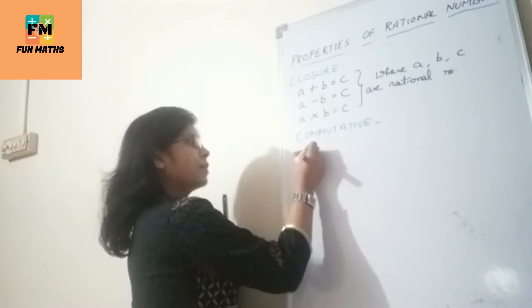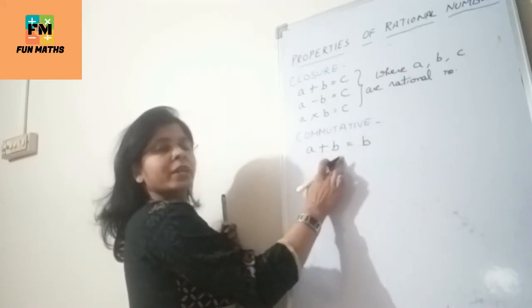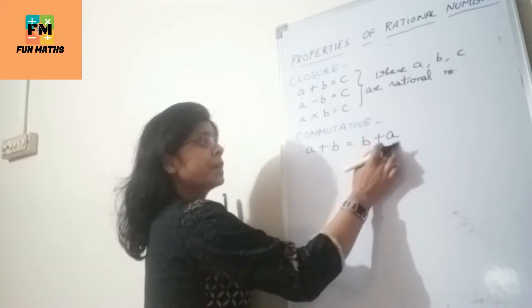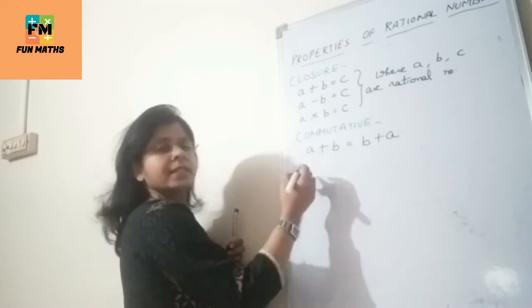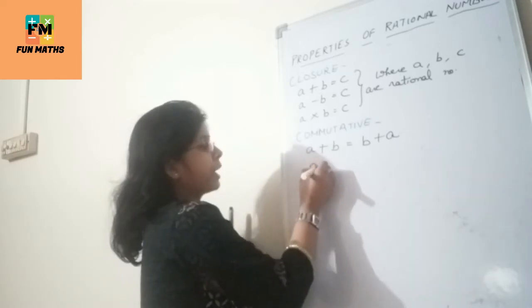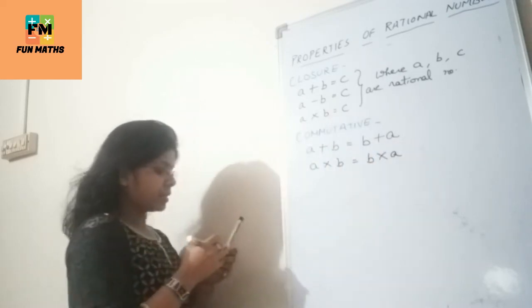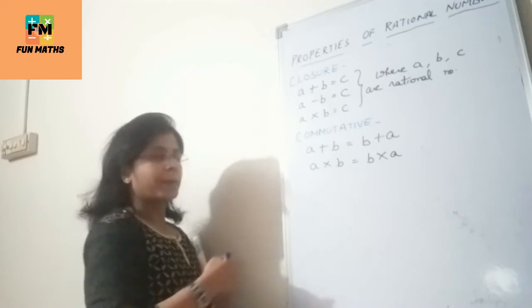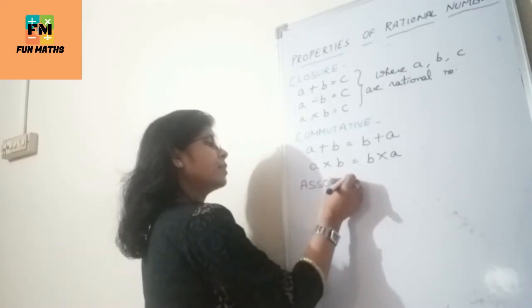Let's see. If there are two rational numbers a and b, and we swap these two numbers to b and a, then the result should be equal. In the same way, for multiplication, a into b should be equal to b into a. Yes, so rational numbers are commutative under addition and multiplication. Now, next one we had associative.